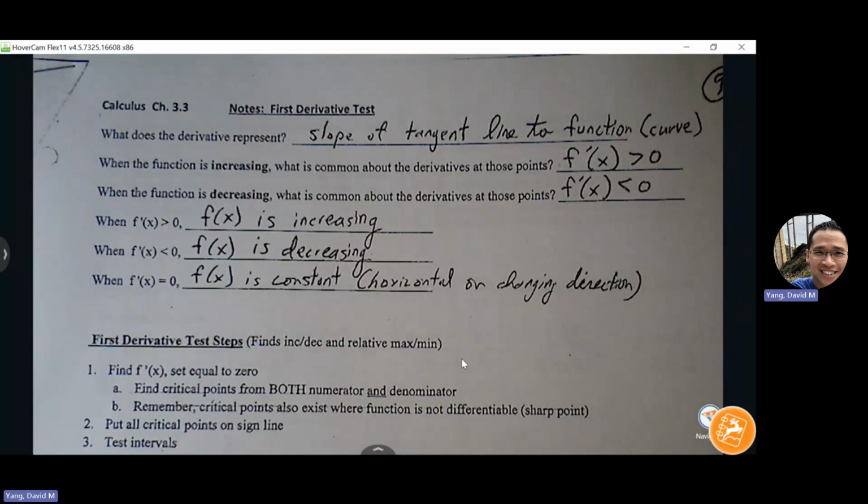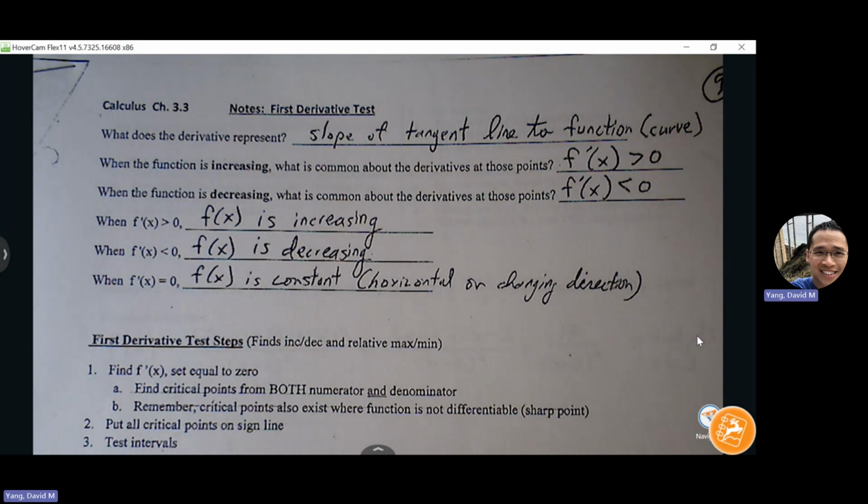Hey, so today we're talking about something called the first derivative test, and basically it's using the first derivative function to gather information about the behavior of the graph in terms of its slope. So what does a derivative represent? Derivative represents the slope of the tangent line to a function or a curve. So for our purposes, whenever we hear the word derivative, we can just always picture slope, right?